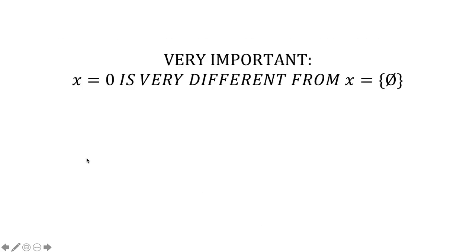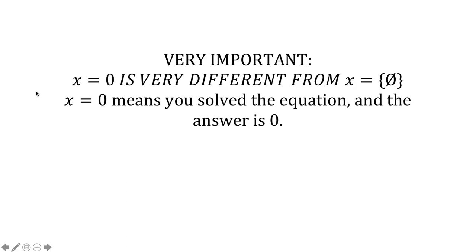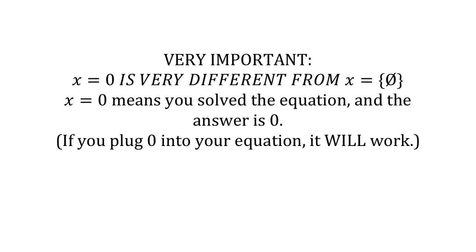So it's important you understand one thing. When you get an equation with x equals 0, that is very, very different from an equation where you have no solution, where you write x equals sideways mustache, O with a line through it, sideways mustache. No solution is very, very different from x equals 0. When you have x equals 0, that means there is a solution. I solved the equation, and I've got an answer that works. That answer is 0. If I plug 0 in, it will work. It'll make the equation true.